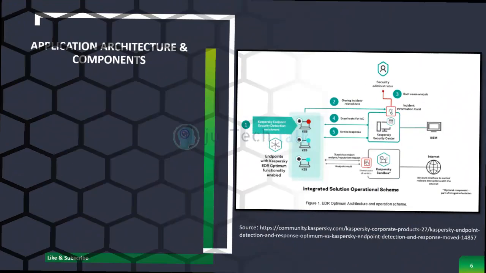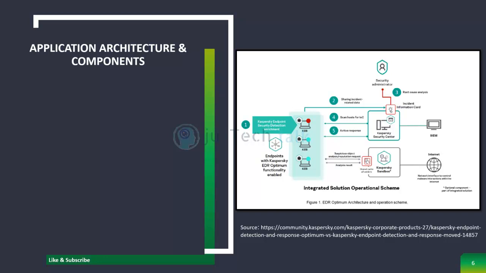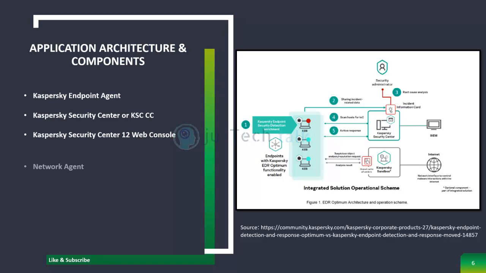So when we talk about application architecture and components of EDR, this is an architecture diagram over here where we will have Kaspersky Security Center, and along with that we will have Kaspersky Endpoint Security and Endpoint Agent. Endpoint Agent is something which is a new thing, we have never talked about it, and of course Kaspersky Network Agent has to be there also. So when we talk about components, we have Kaspersky Endpoint Agent, we'll have Kaspersky Security Center.